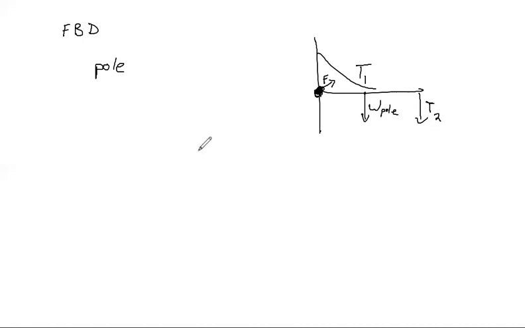Well, the goal is to find the tension on the wire. We have knowledge about the mass of the pole, so we can figure out the weight of the pole. We can figure out the tension on this wire. The one that we don't know much about is actually the force at the contact point. So here's what we're going to do.